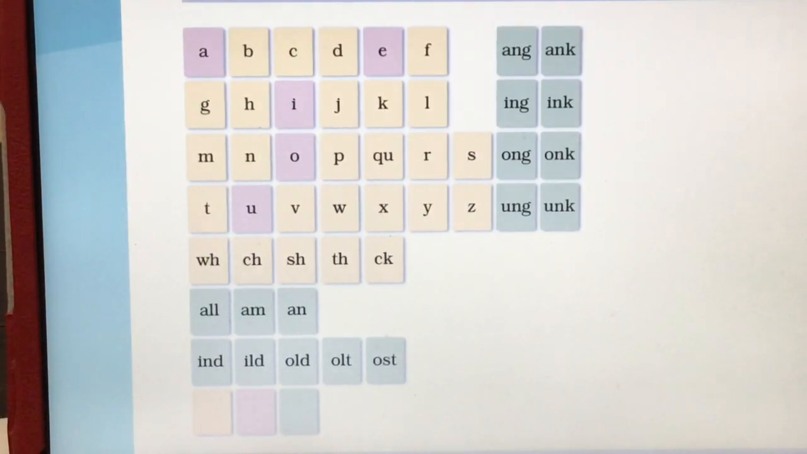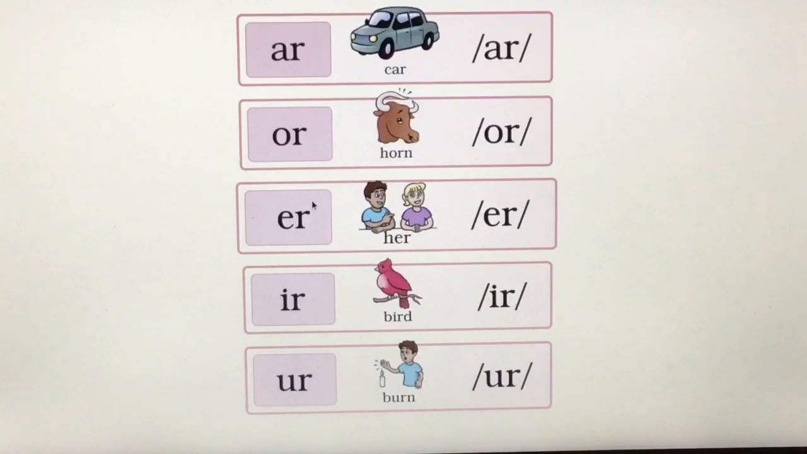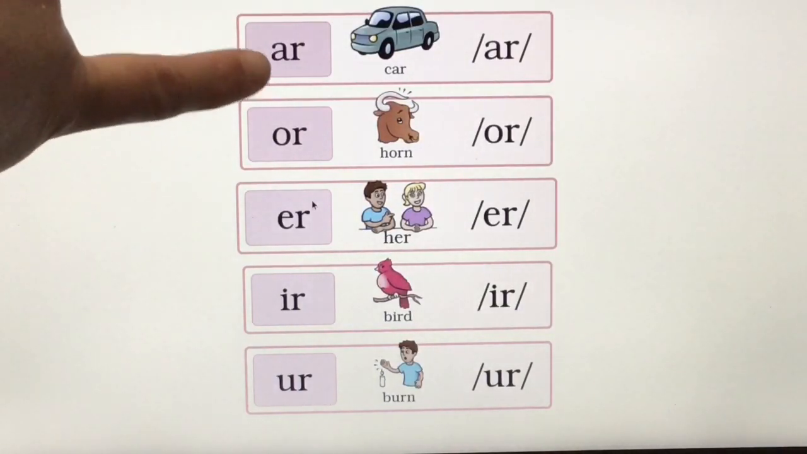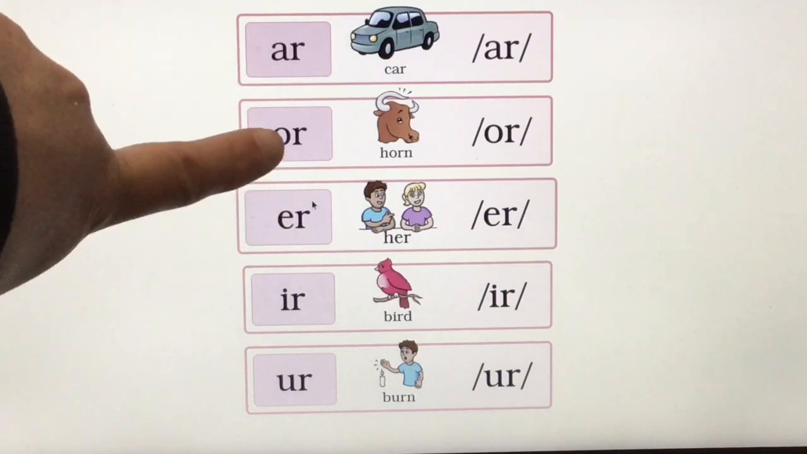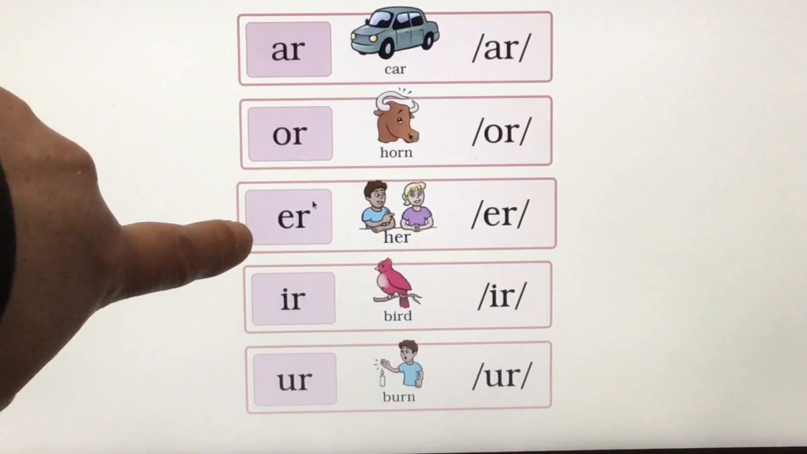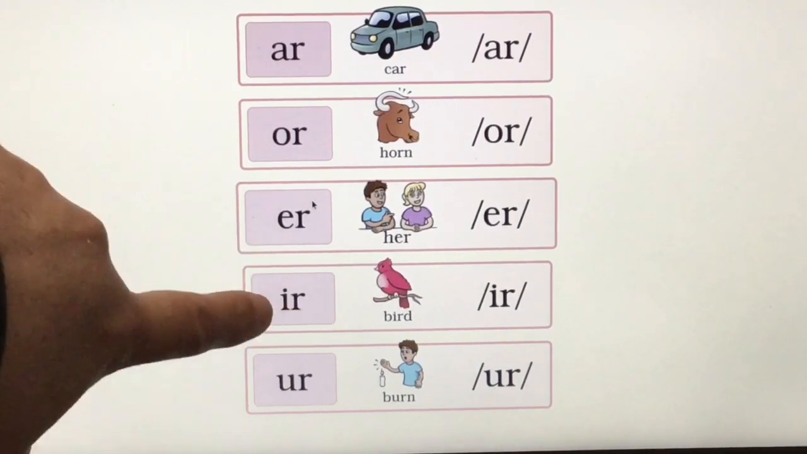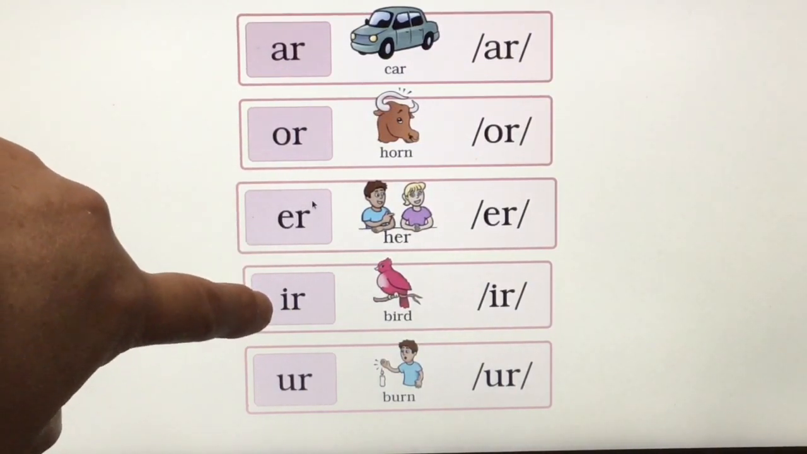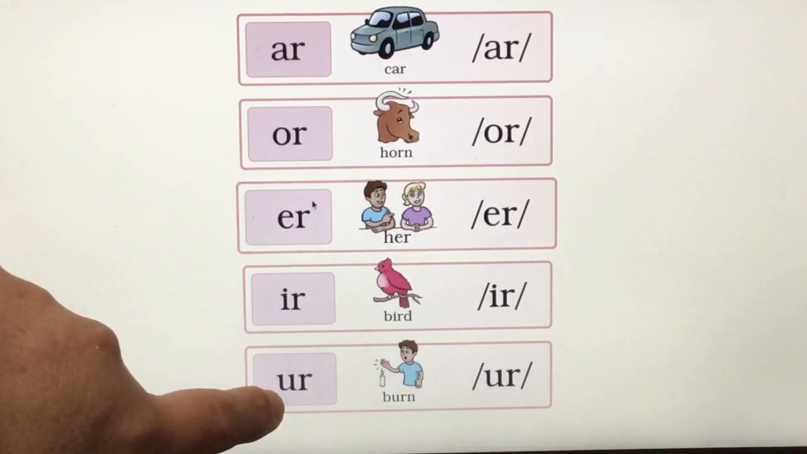We also use our posters. Here's our R-controlled vowel poster. So echo me. A-R, car, R. O-R, horn, or. E-R, her. I-R, bird. U-R, burn.